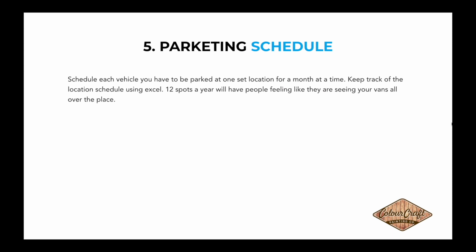Parking schedule. Schedule each vehicle you have to be parked at one set location for a month at a time. Keep track of the location using an Excel tracker. And yeah, that way I do about 12 spots a year. People are seeing your van all over the place.